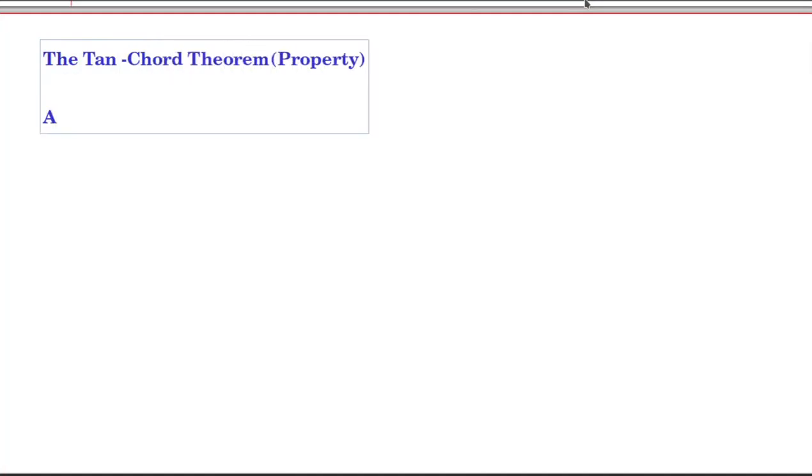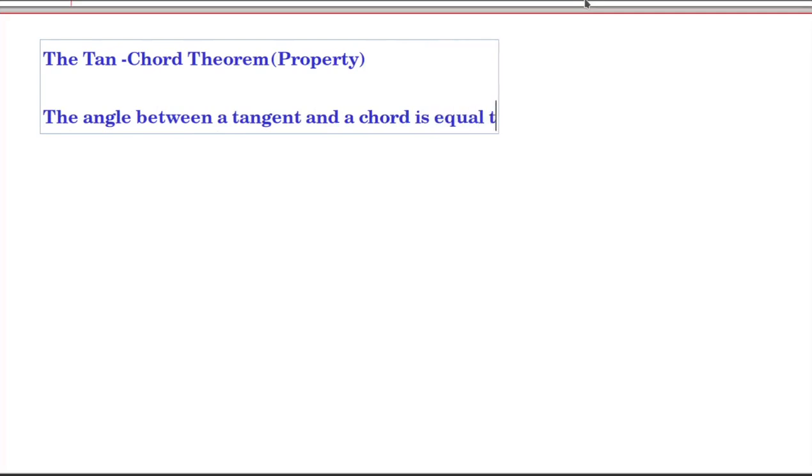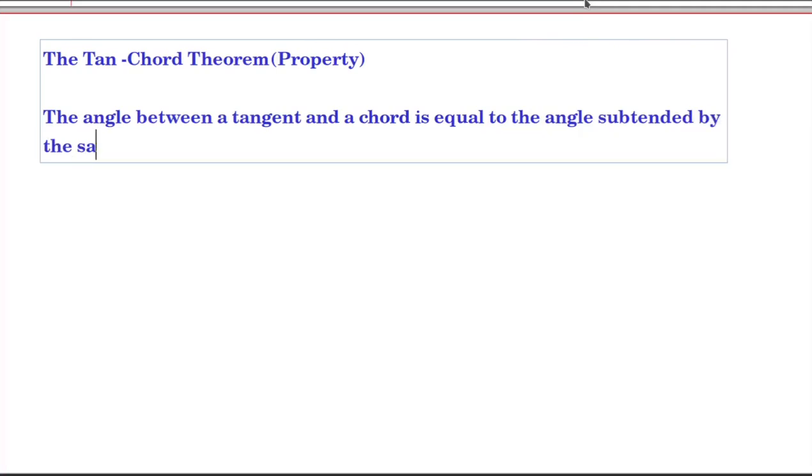What does the tan-chord theorem state? The tan-chord theorem or property says that the angle between a tangent and a chord is equal to the angle subtended by the chord. Let's put in a drawing here. The angle between a tangent and the chord is equal to the angle subtended by the chord.